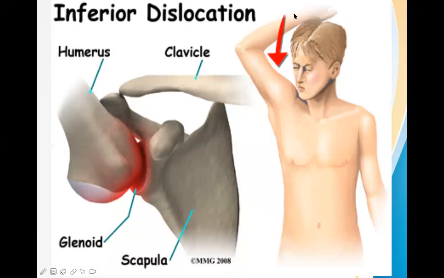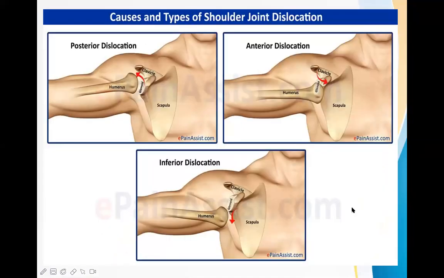Now look at this patient here. This is the typical picture of inferior dislocation of the shoulder joint. And this is the schematic diagram. The humeral head has gone down below the glenoid cavity. So once again, anterior dislocation, posterior dislocation, and inferior dislocation. Among them, anterior is the most common type, followed by posterior, and inferior is very, very rare. But some of the patients may present to the hospital with this type as well.